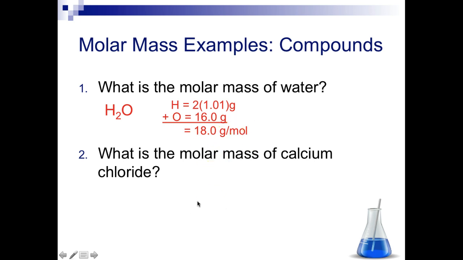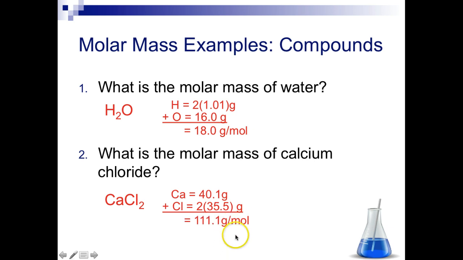What is the molar mass of calcium chloride? Well, the first thing is, what does calcium chloride look like? Looks like CaCl2. So how do we do that? Again, what is the mass of calcium? It's 40.1 off the periodic table, rounded to 1 decimal place. There are 2 chlorines, so we're going to take the mass of 1 chlorine off the periodic table, which is 35.5, and multiply that by 2. Then we add them all up, and we get 111.1 grams per mole.